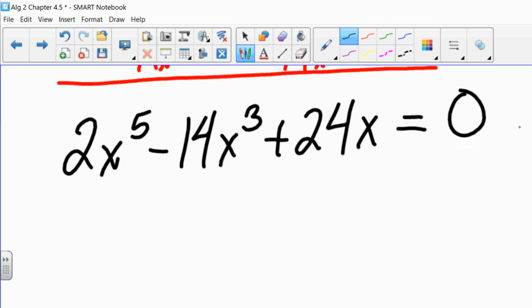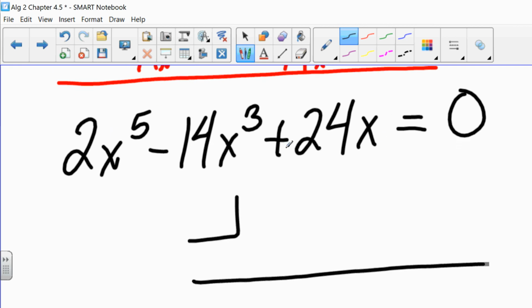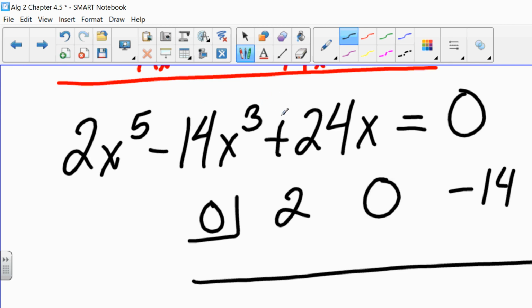Guess what we're doing next? Synthetic division. So we can do 0 first. 2 for x to the 5th. 0 for x to the 4th. -14 for x cubed. 0 for x squared. 24 for x, and 0 for our constant term.